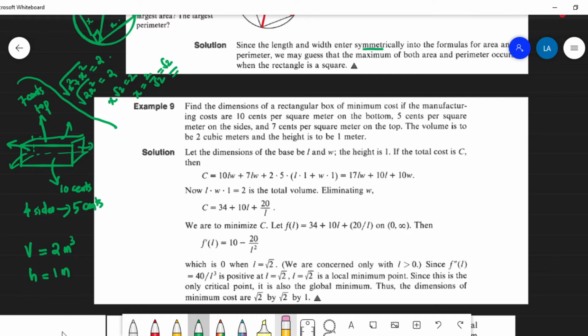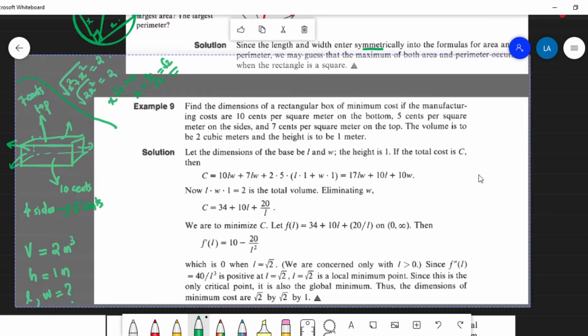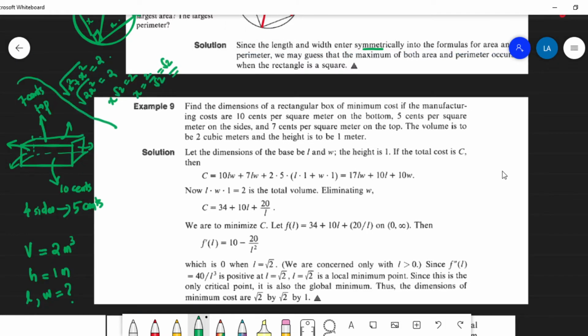Okay, the length of the base and the width of the base. So these are required. So you are giving the variables L and W for the length and width of the base. And we know that the height is 1. And suppose the total cost required to make this rectangular box is called capital C.